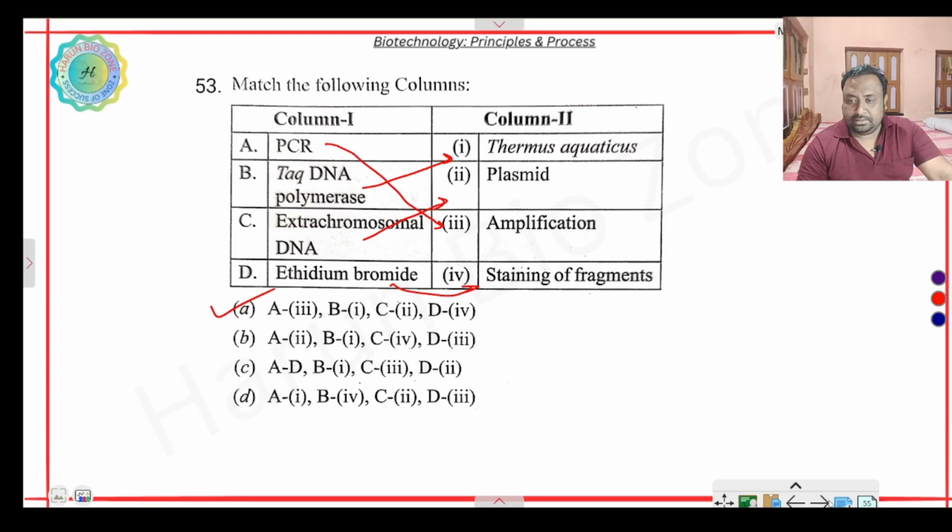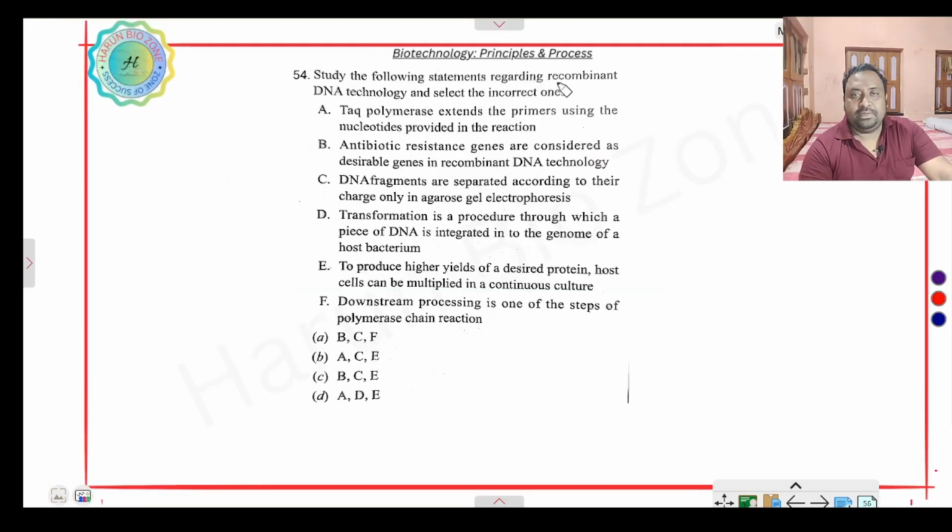Next question is, state the following statements regarding recombinant DNA technology and select the incorrect ones. The Taq polymerase extends the primer using the nucleotides provided in the reaction. Taq polymerase extends the primer using the nucleotides provided. Right. Antibiotic resistance genes are considered as desirable genes. Not right, an antibiotic resistance gene is not a desirable gene because it is used to select recombinant DNA from non-recombinant DNA. DNA fragments are separated according to their size, not charge.